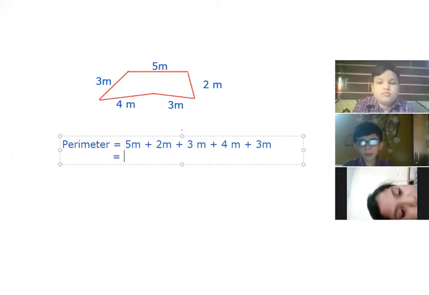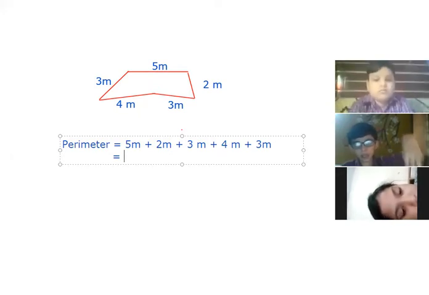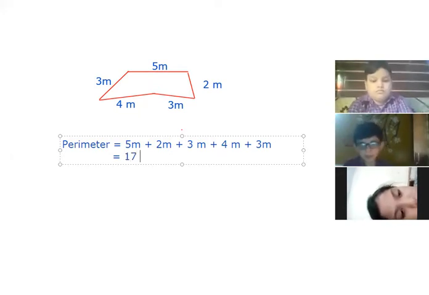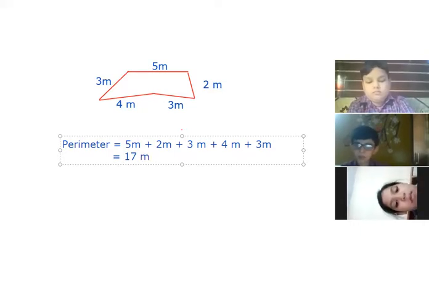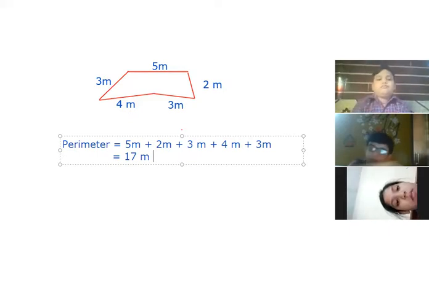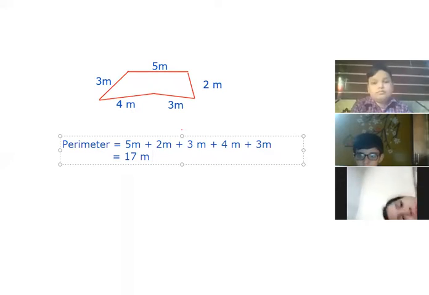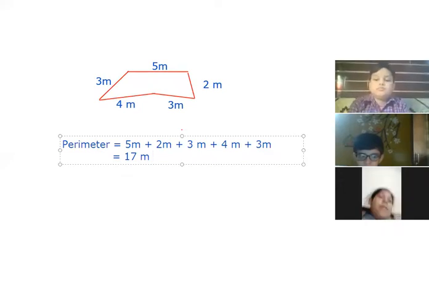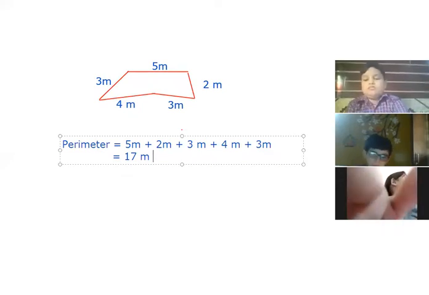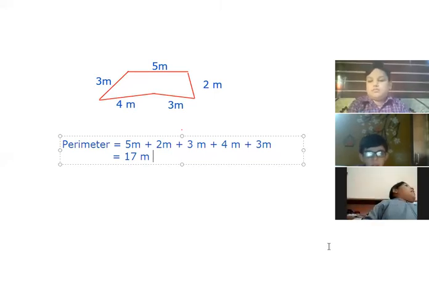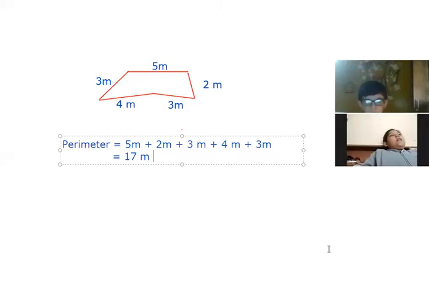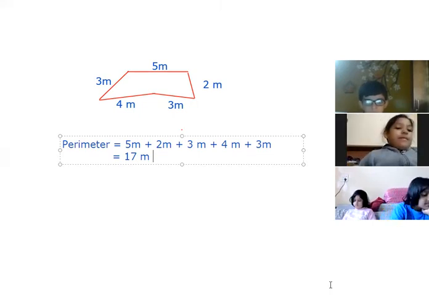Yes, beta. 17 meter. So 17 meter is what? क्या निकल के आया आपका? 17 meter means this is the addition, but this addition is known as what? Perimeter. Yes. So it means we can say the boundary of this particular shape, that is 17 meters. So simply we can say the perimeter of this shape is 17 meters.